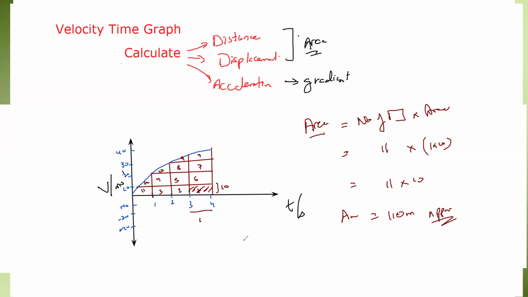Yes, Hafsa? So how are we calculating the distance? This is a velocity time graph, not speed. How are we calculating a distance?